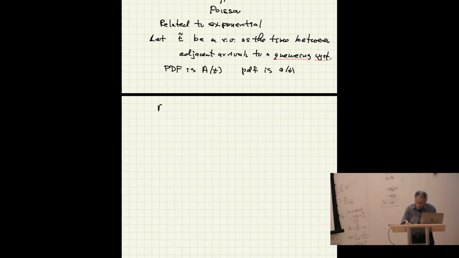And we know that capital A of t is defined to be the probability that the random variable t tilde is less than or equal to t. That's what I mean by the distribution function. And that's equal to 1 minus the probability that it's greater than t.